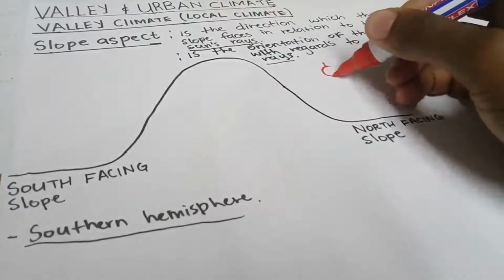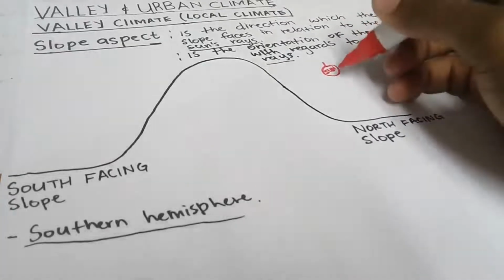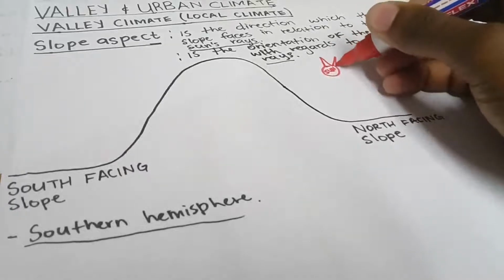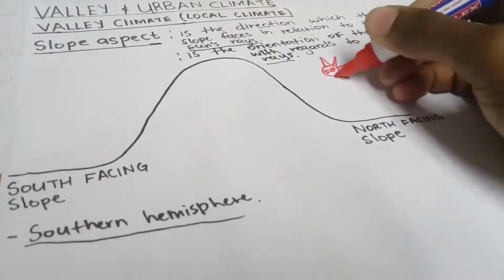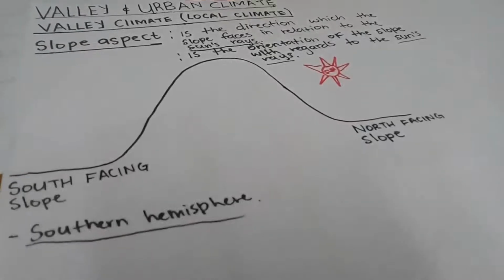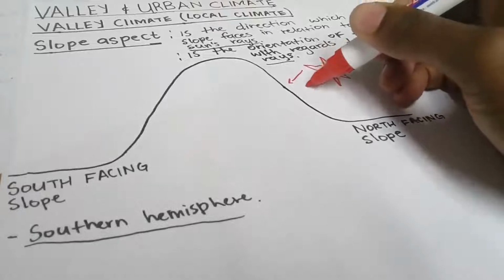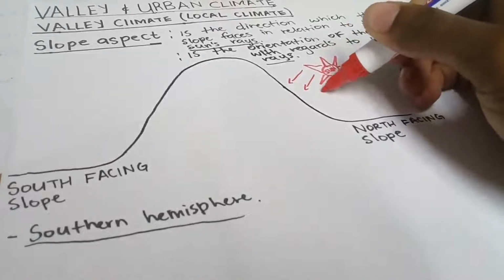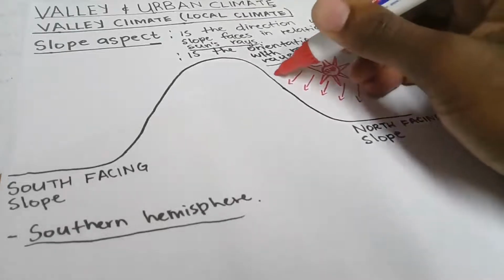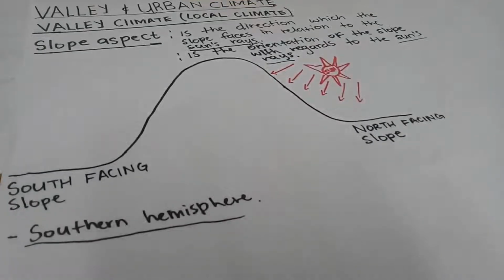Let me say this is the sun. This is your sun. So these are the sun's rays hitting the north-facing slope, not the northern. The north-facing slope is going to receive more sunlight during the day.